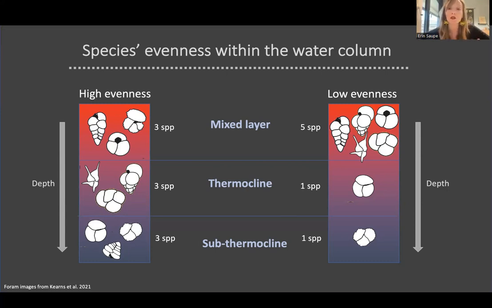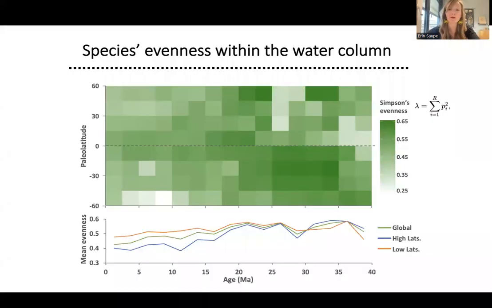And one way that we can examine this is to look at evenness. And evenness, as I'm sure all of you know, looks at how the number of species are partitioned across habitats. So in this case, across various depth habitats within the water column. So low evenness would indicate more species are present at one depth over other depths. And in this case, we examined how species partition between 3 different depths, so the mixed layer, the thermocline, and the subthermocline. And we did this across time and across latitudes.